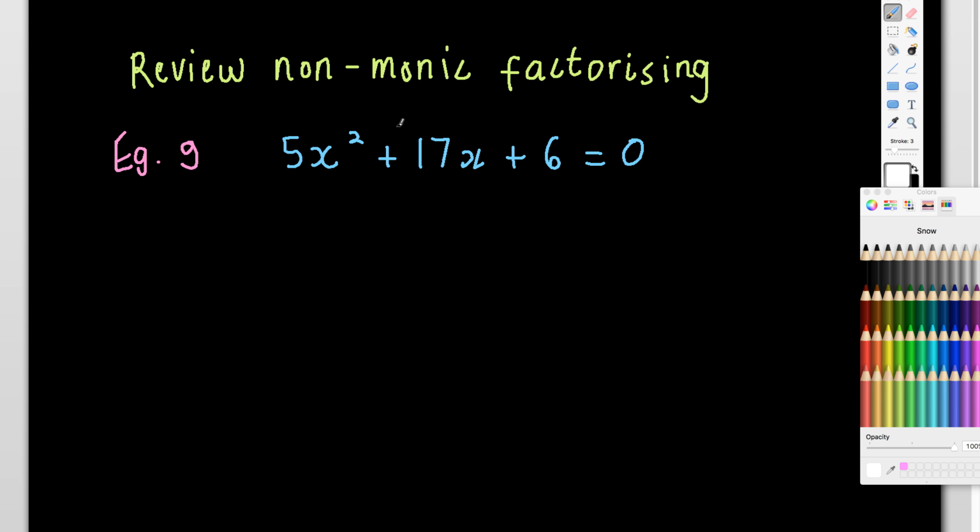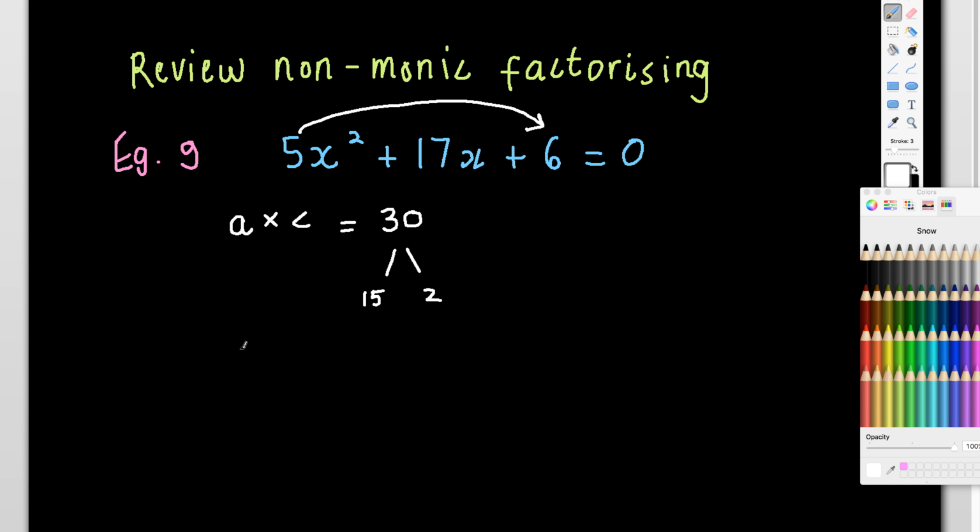Now there's a few different ways to do this. One of the ways that we went through in class was to multiply a by c first. So this number multiplied by that one. So you get 30. We then want two numbers, two factors of 30 that will add to give me the 17. So it's all positive, so 15 by 2 is 30, and 15 plus 2 is 17.